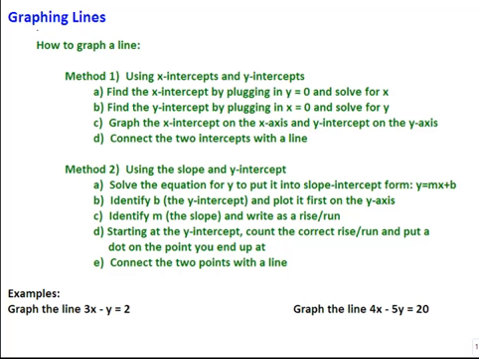Welcome to the lecture on graphing lines. I'm going to talk about two different methods for how to graph a line, and you want to make sure that you know how to do both methods very well.